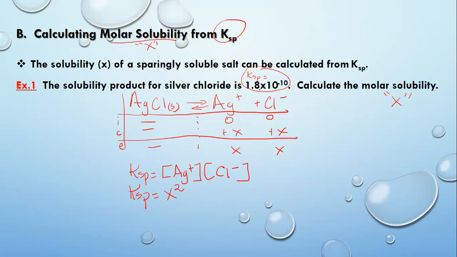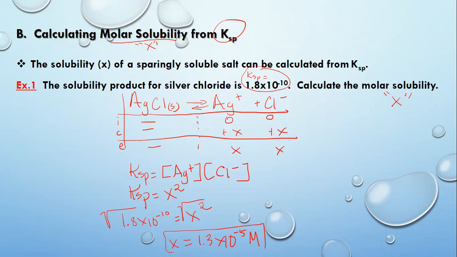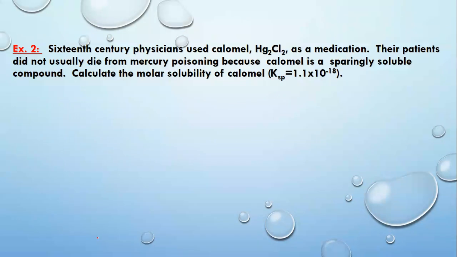Remember, we're looking for x here. The KSP is what they gave us. So we're going to plug in 1.8 times 10 to the negative 10 for KSP, and that's equal to x squared. Of course, take the square root of both sides to isolate your x. When you square root that, you get x is equal to 1.3 times 10 to the negative 5th molar. That is your solubility. So as you see here, these are pretty simple as far as the math goes, but you got to be careful with your reactions and how you define x and the wording.